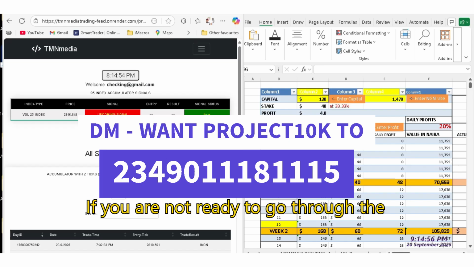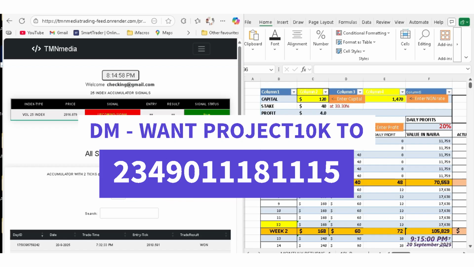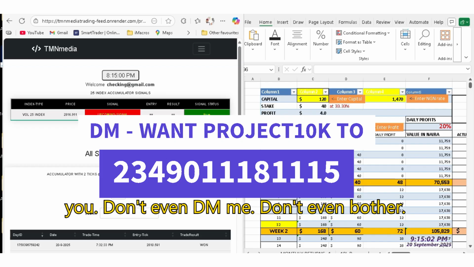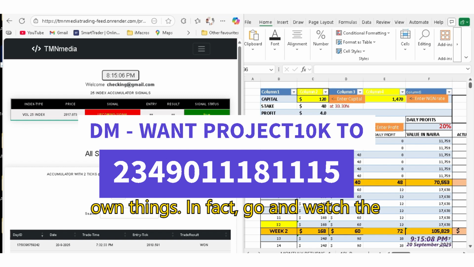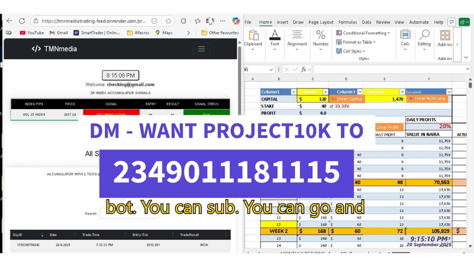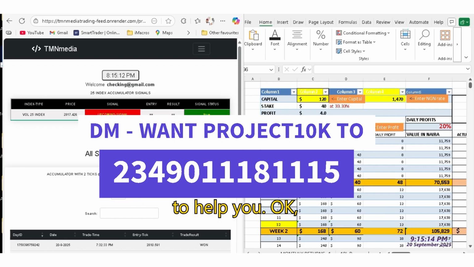If you are not ready to go through the period of laboring so that you get money, please leave it alone. This is not for you. Don't even DM me. Don't even bother. In fact, stop watching. Go and do your own things. In fact, go and watch the bot. You can go and subscribe for the bot. The bot is going to help you.